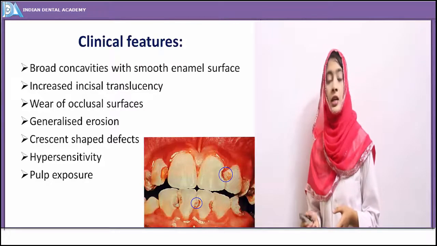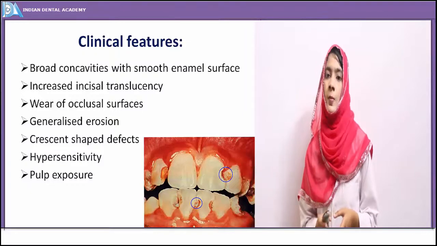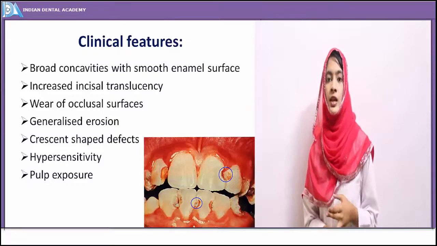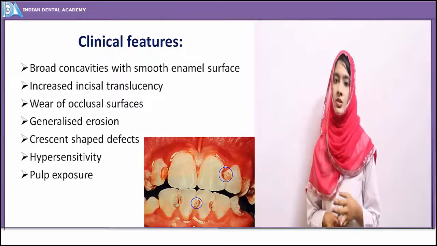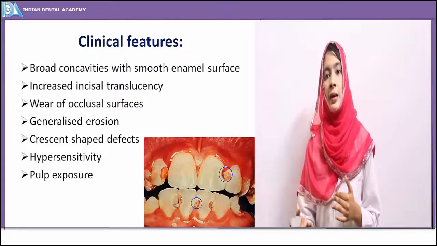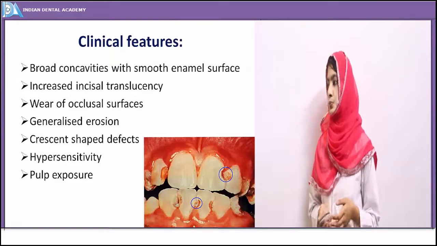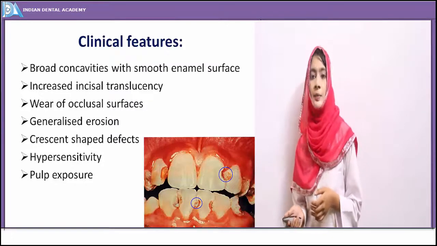And if hypersensitivity is the problem, then composite restorations have to be carried out to restore the tooth surface loss and to reduce the sensitivity. You can increase the enamel surface hardness by topical applications of fluoride also. So that's with the abrasive tooth surface loss.